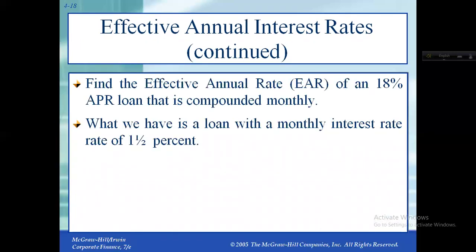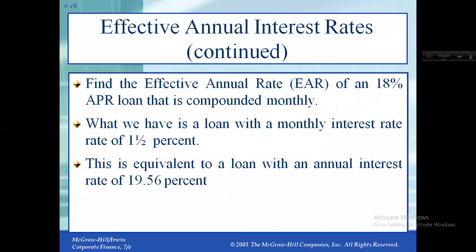Now, find the effective annual interest rate of an 18% interest rate that is compounded monthly. What we have is a loan with a monthly interest rate of 1.5%. So this is equivalent to a loan with an annual interest rate of 19.56%.